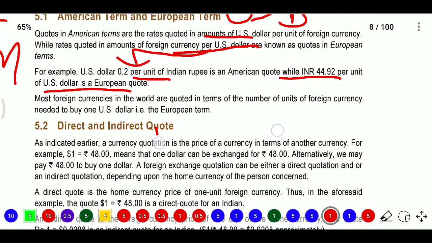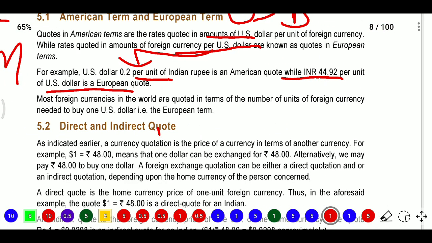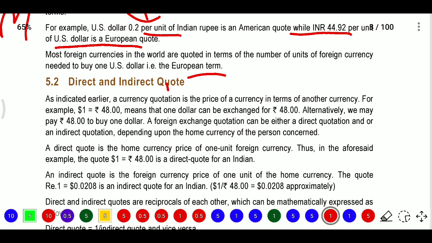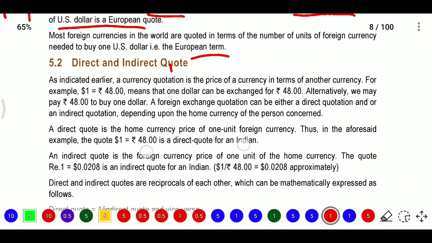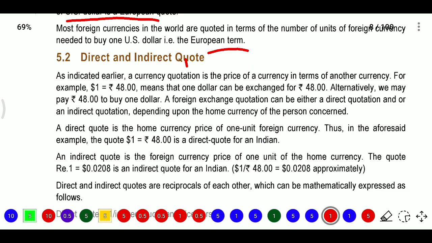Now most foreign currencies in the world are quoted in terms of number of units of foreign currency needed to buy one US dollar, that is European term. Now here they are explaining direct quote and indirect quote. As indicated earlier, a currency quotation is the price of a currency in terms of another currency. For example, $1 is equal to 48 rupees. It is a direct quote, which means that $1 can be exchanged for 48 rupees. If you give $1 they will give 48 rupees.